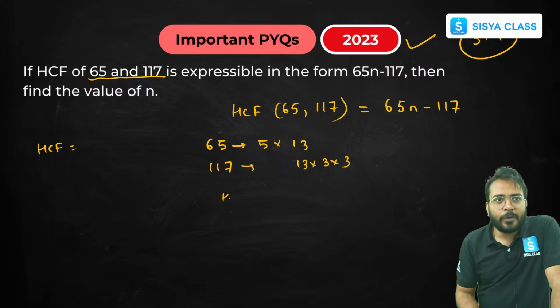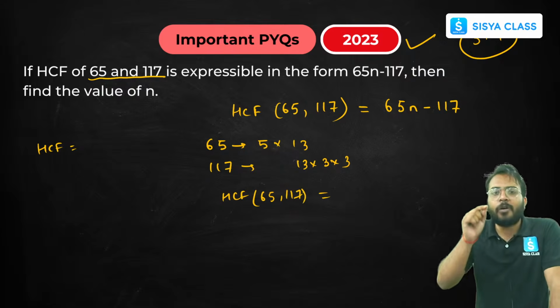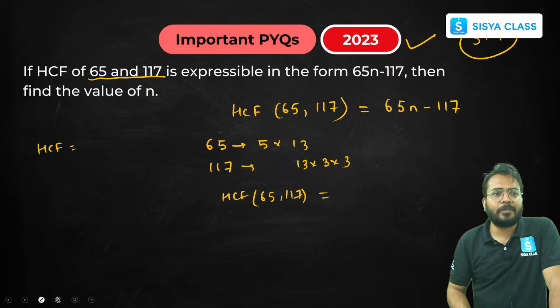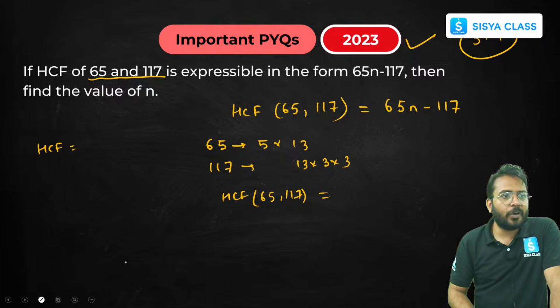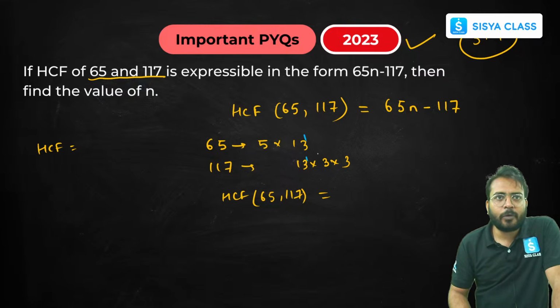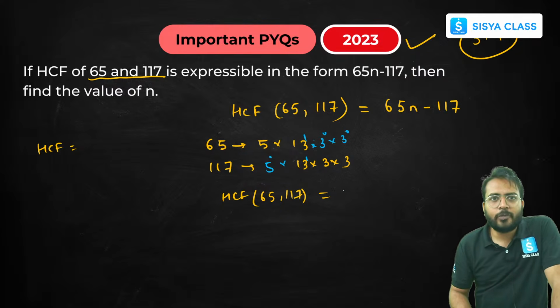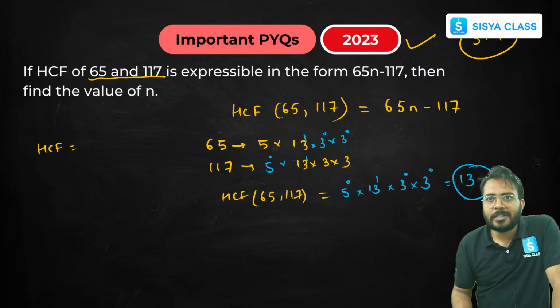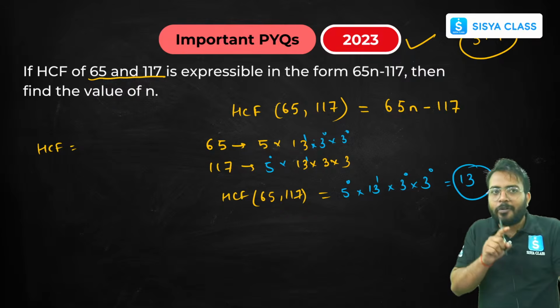So what is going to be the HCF of 65 and 117? It is going to be the smallest power of each prime factor. So what is the smallest power? For 5, the power is 1 and 0, so 0. For 13, power 1 and 1. For 3, power 0 and 2, so 0. So the smallest powers give 5 to the power 0, 13 to the power 1, 3 to the power 0. That means it is going to be 13. The HCF is 13 for 65 and 117.